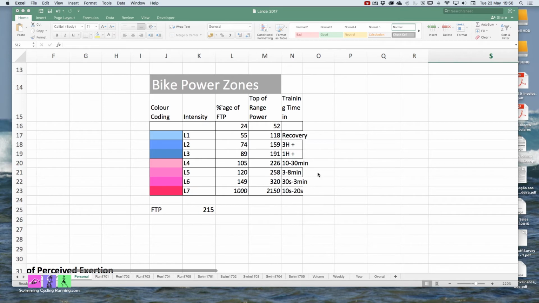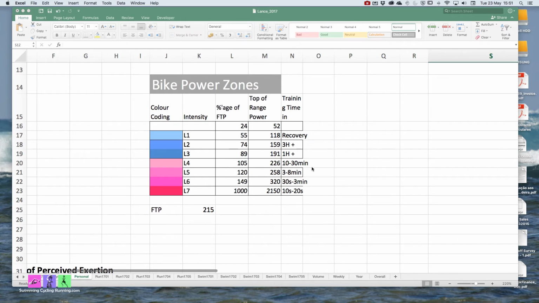Now you can imagine you can't really use that in training very much. You can't do max 1 hour efforts very often in training. And so we work out the levels 1 to 7 based on that. And you see in level 4, we've got 105% of functional threshold power, and you can only keep that up in training normally for around 10 to 30 minutes.